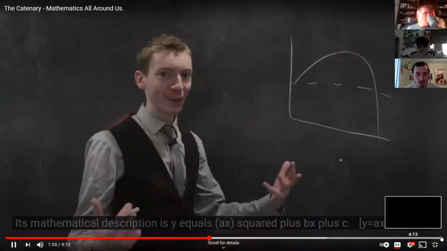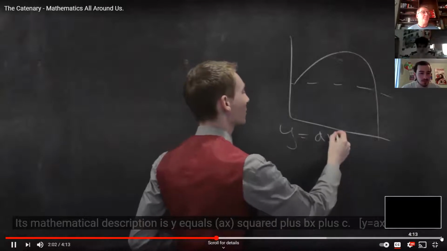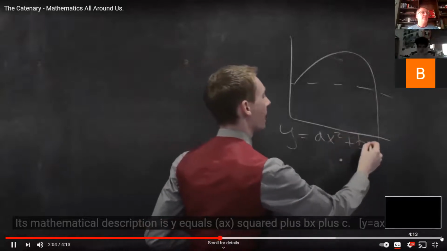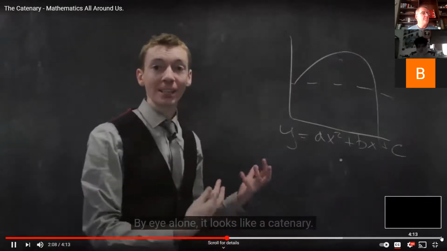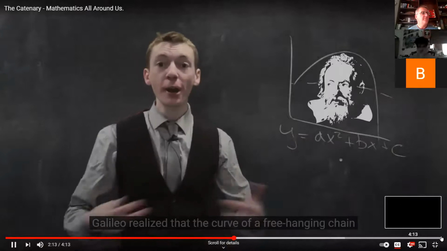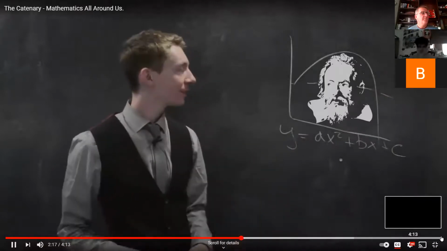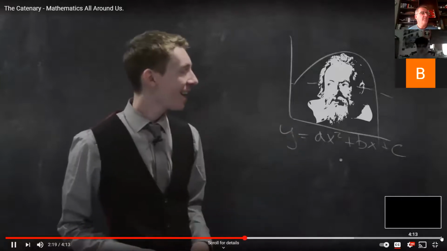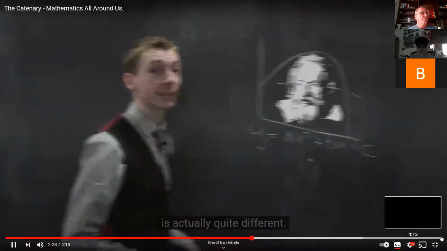Its mathematical description is y equals ax squared plus bx plus c. By eye alone, it looks like a catenary. Galileo realized that the curve of a free hanging chain was very similar to a parabola, but something was amiss. The mathematical description of a catenary is actually quite different.